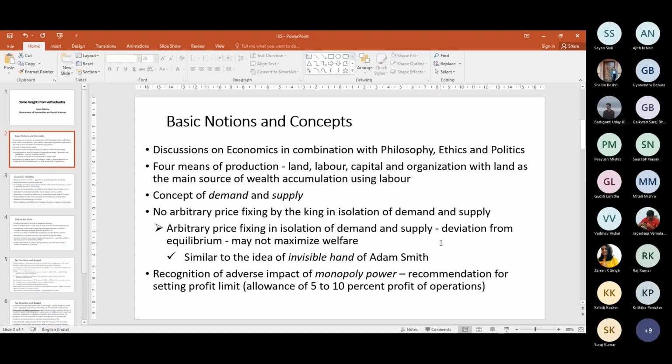Now, what we discuss today: suppose there is a competitive market. In a competitive market, there is a demand curve, which is negatively sloped. There is a supply curve, which is positively sloped. And the point of intersection of the demand and supply curves gives us the equilibrium price. And at this equilibrium price, we say that the consumers are in a position to maximize their utility. The firms, the producers, are in a position to maximize their profit.